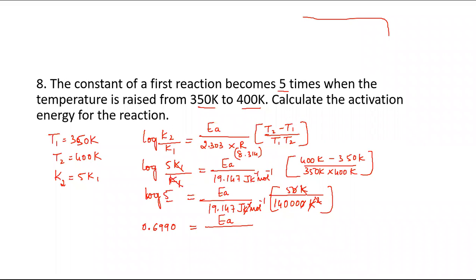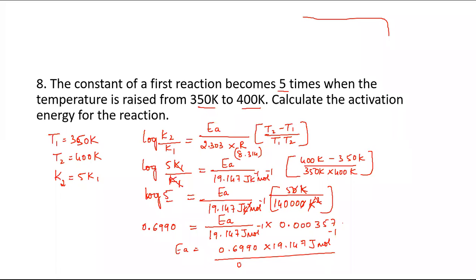So idanna solve ಮಾಡ್ಕೊಂಡು ಬಿಡೋಣ first. That is 5 divided by 14,000. So how much you are getting? 19.147 here. Joule per mole matra ulkondide, and in the right side we will get 0.000357. Okay, so now EA is equal to 0.6990 into 19.147 joule per mole whole divided by 0.000357. At least yaryar madilla igadru answer helbodu, final answer.